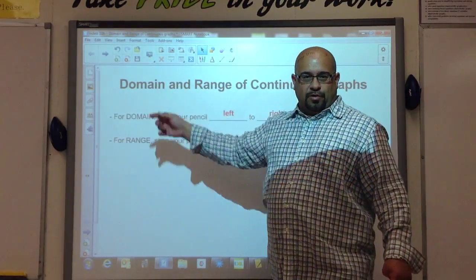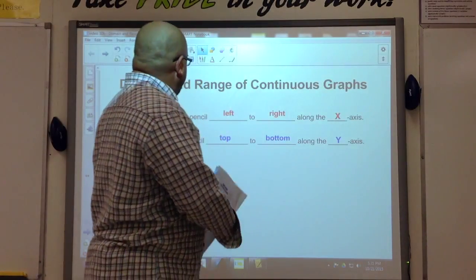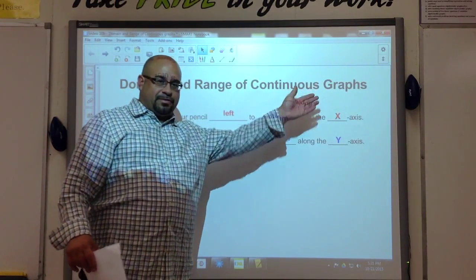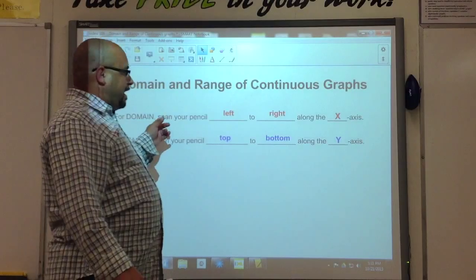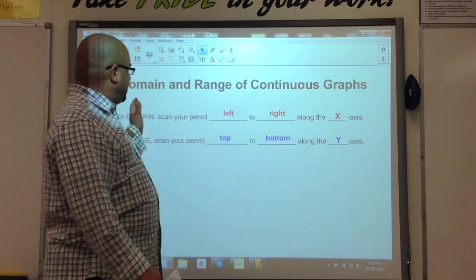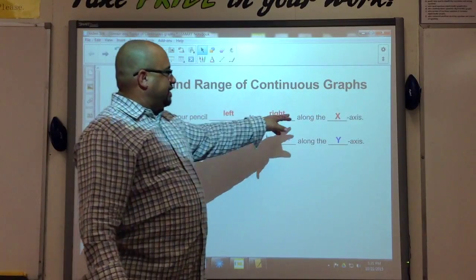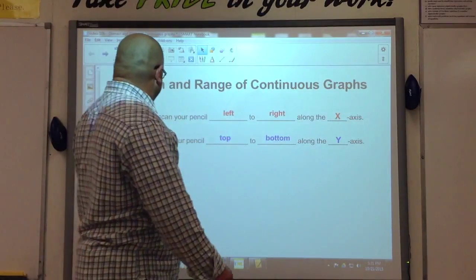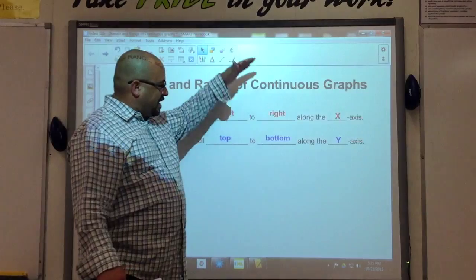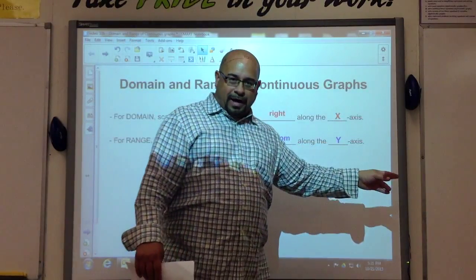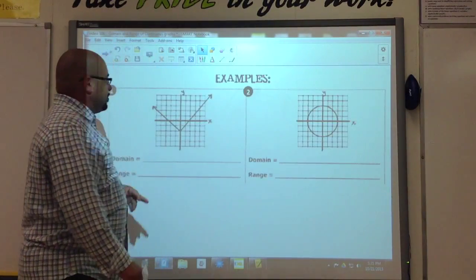Today we're going to talk about domain and range of continuous graphs. So let's start with domain. For domain, you're going to be scanning your pencil from left to right, or you can do right to left, along the x-axis. And then for range, you're going to scan your pencil top to bottom along the y-axis. So let's do some examples.